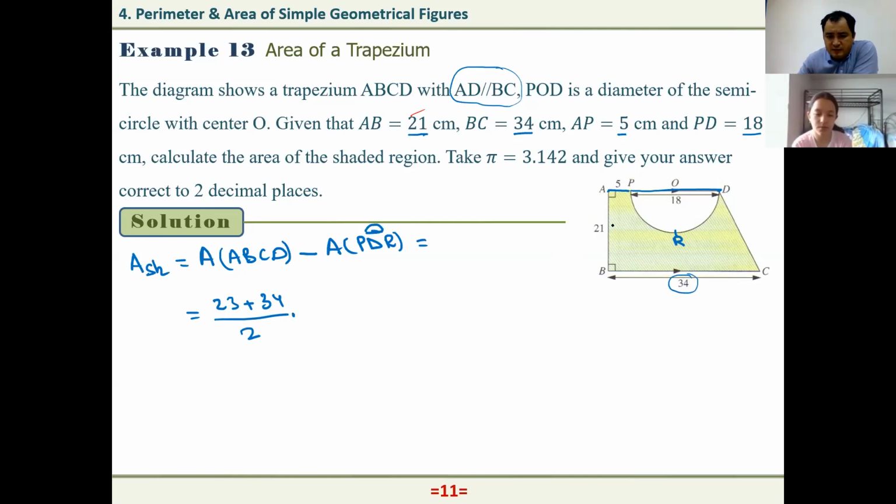What is the height of the trapezium? It is 21, right? So that is 21 minus the area of the semicircle. How do you find this? That is half, because semicircle, times pi r squared. Now, what is the radius of the circle? What is the radius?